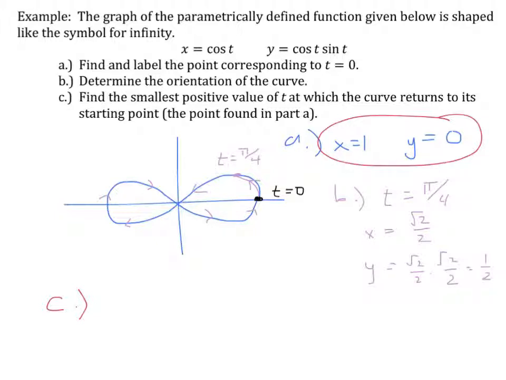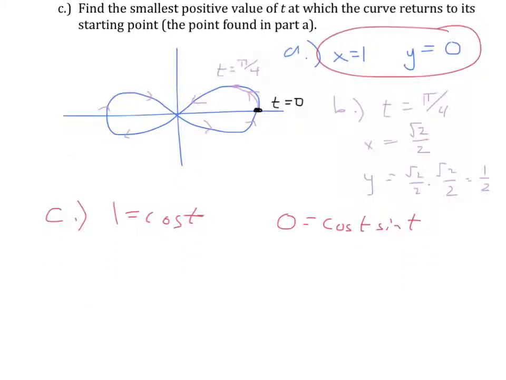Well, if we take our x and y function expressions and set them equal to those, we should be able to find out. It turns out that we would need to have 1 equal to the cosine of t, and we would need 0 to be equal to the cosine of t times the sine of t. If I solve both of these equations, where's cosine equal to 1? Well, that happens at 0, and then at 2 pi, and then at 4 pi, and so on forever.